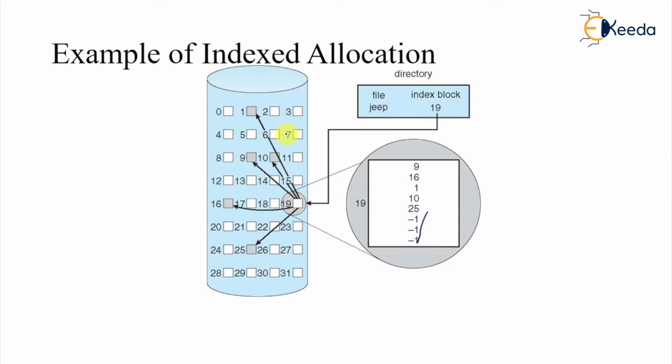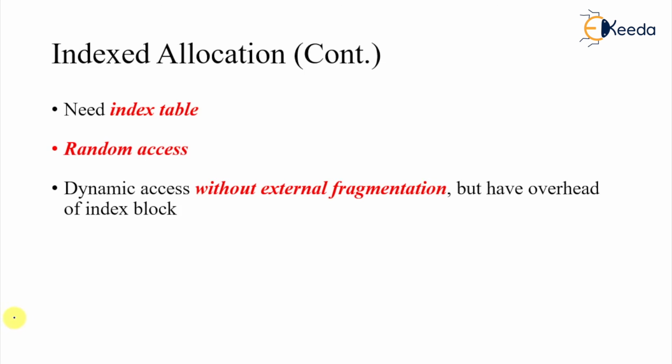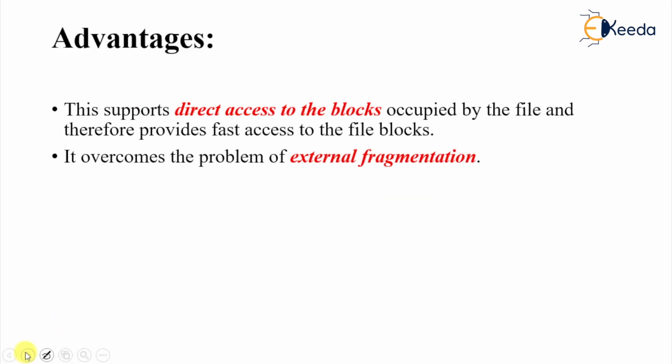So what does it contain? Your files. External fragmentation will definitely be reduced, but what about random access? We need the index table. Random access is possible because we can search the index, take the entry, and directly go to the block, and we also reduce external fragmentation. So more or less it's a very good method of maintaining the index.